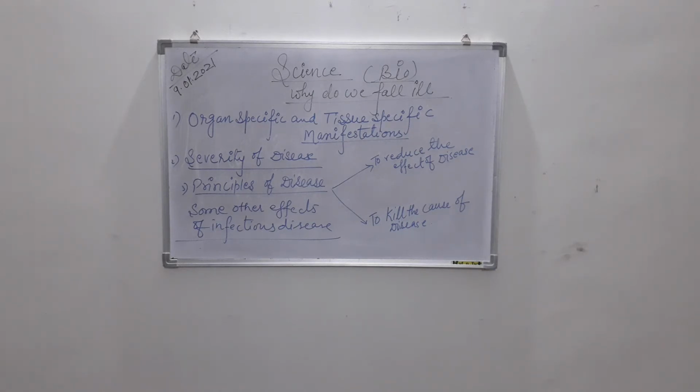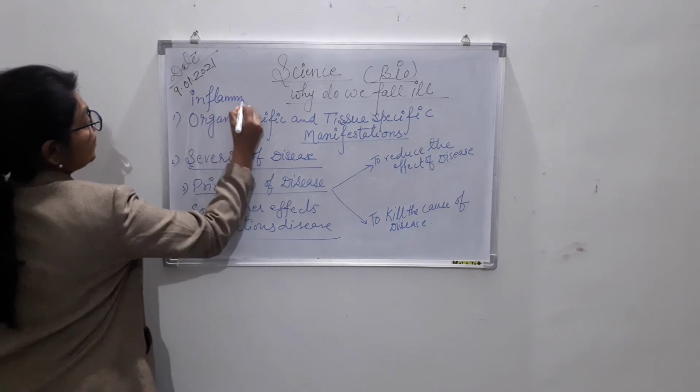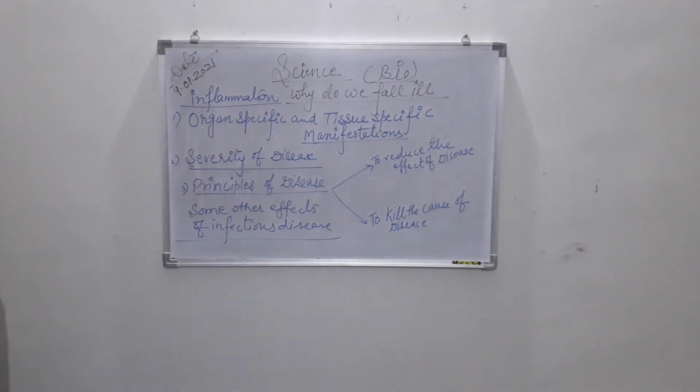And after activation, it starts recruiting many special cells where? To the affected area. Why? To kill the disease causing microbes, and this recruitment process is called what? Inflammation. So what is inflammation? The recruitment process of the activated immune system is called inflammation.